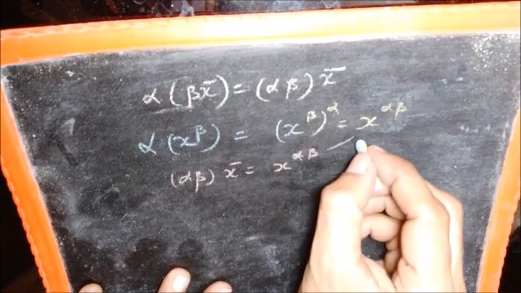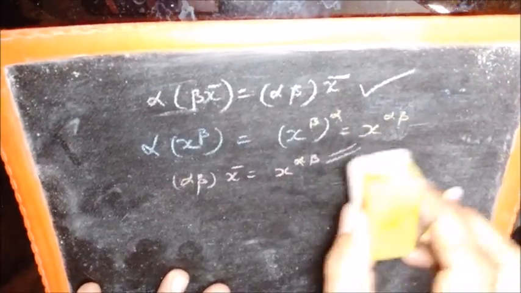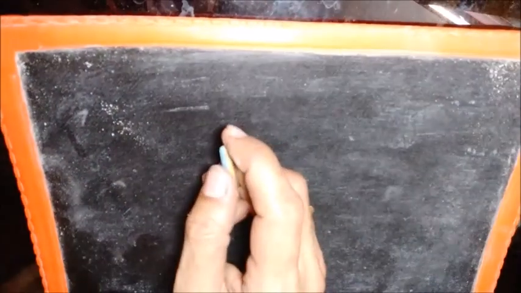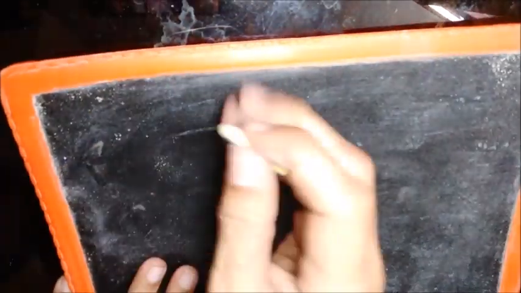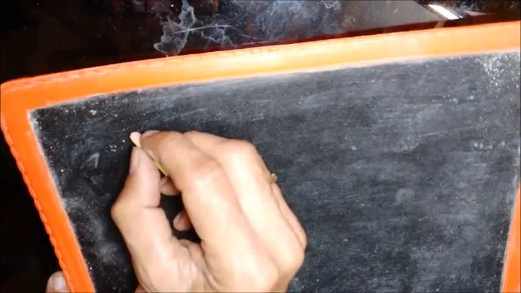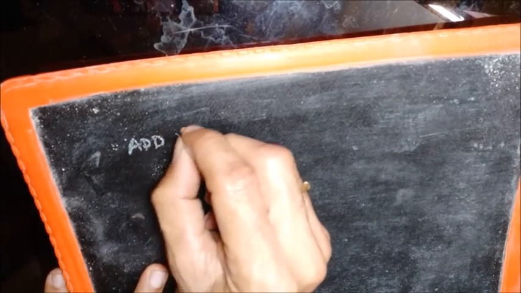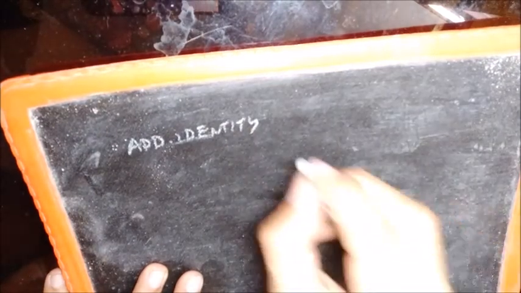So again we see that these two are equal to each other, which means that this property is also satisfied. Now we have to see whether there is an additive identity. That is the next condition. There has to be a unique additive identity. So let's say this is the additive identity.